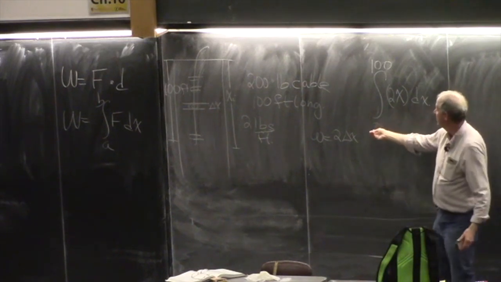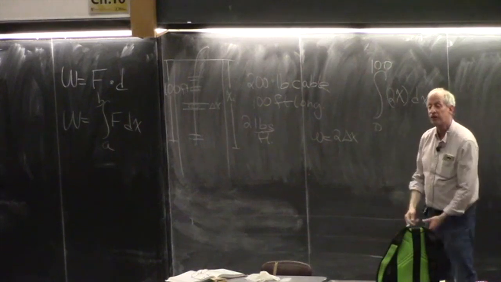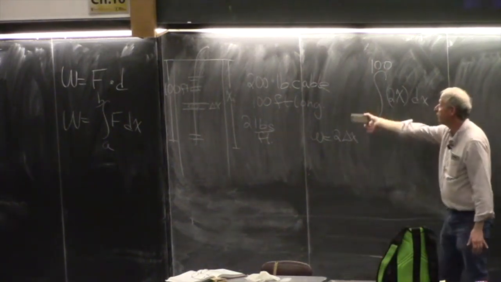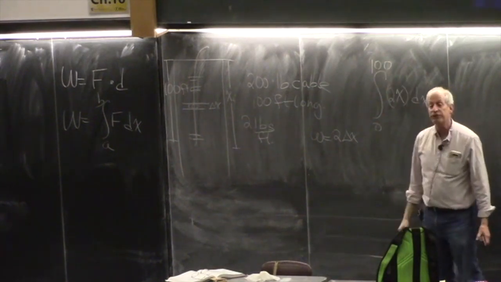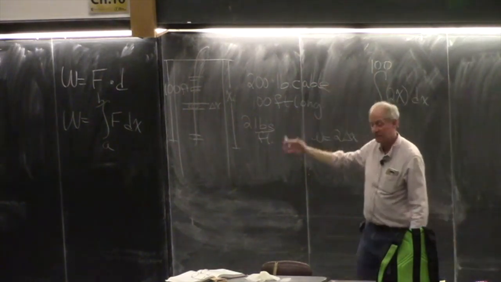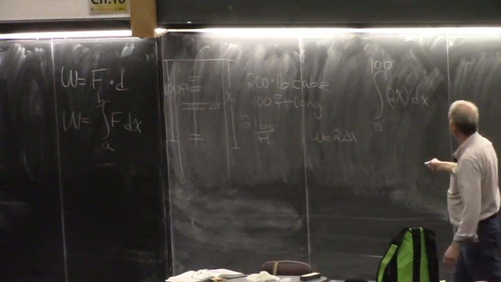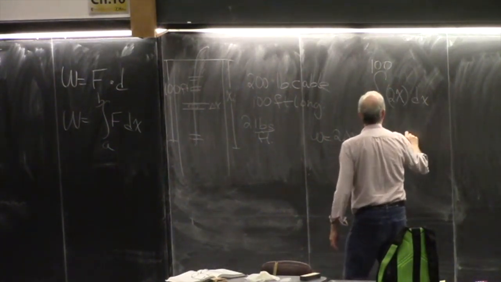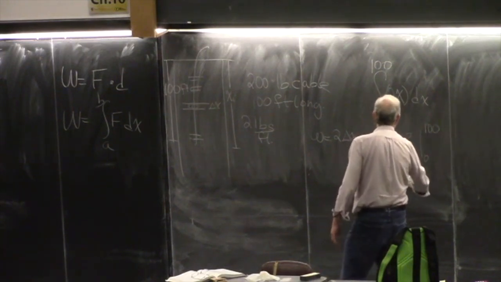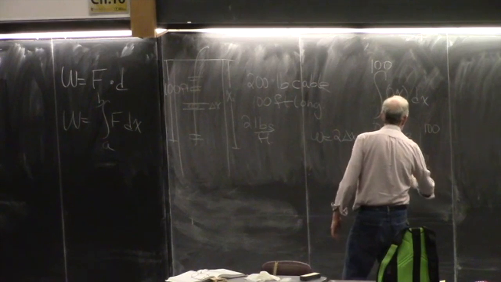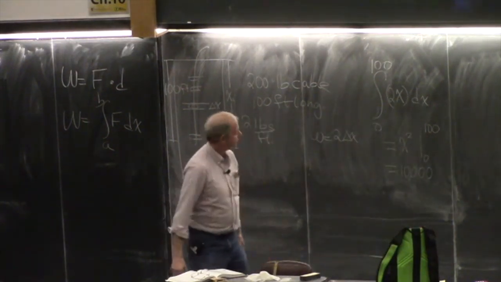We're lifting pieces ranging from a height of 0 to a height of 100 feet. So the very bottom pieces have to be lifted the full 100 feet. The very top pieces only have to get lifted a very small number of feet. And you add them all up. Remember calculus, the integral adds everything up. So this is just x squared from 0 to 100. So that's equal to 10,000, I don't know what the units are, foot-pounds, I guess.